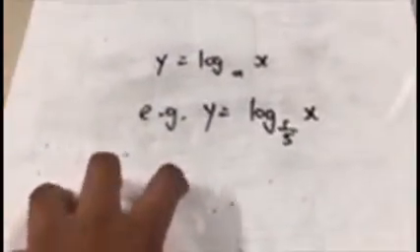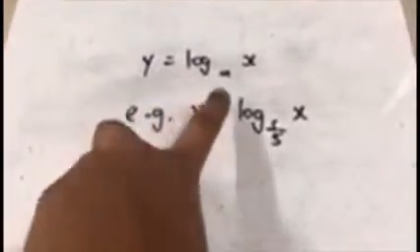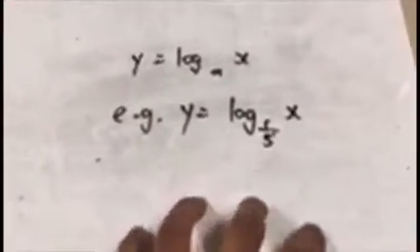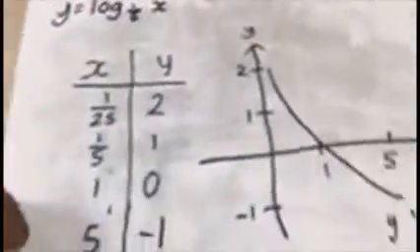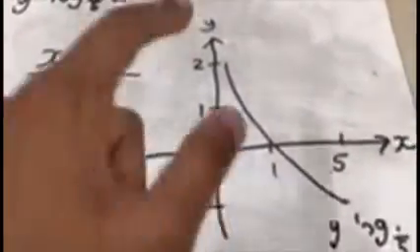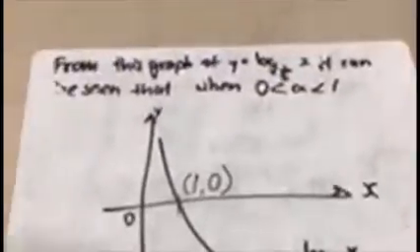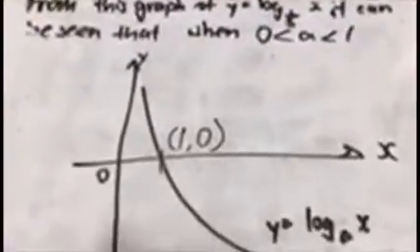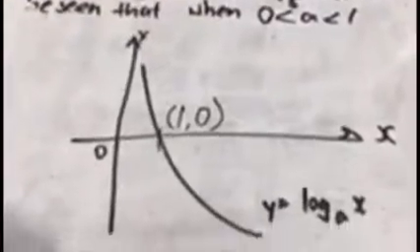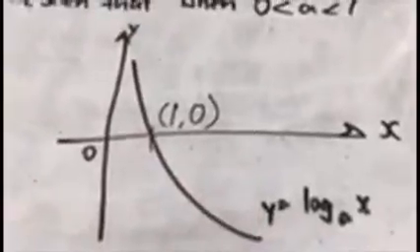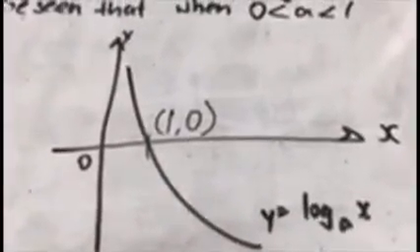Now we're going to take a look at the function when a is less than 1. So this is the basic logarithmic function, and now we're going to look at an example of y equals log base 1/5 of x. So now we have plotted the points again, and the graph, instead of increasing, has decreased slowly. From this graph of y equals log base 1/5 of x, it can be seen that when a is less than 1, but a still has to be greater than 0, the graph will decrease and yet it will still intersect the point (1, 0).